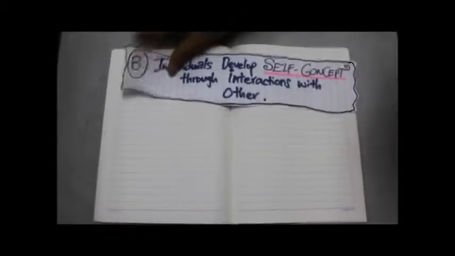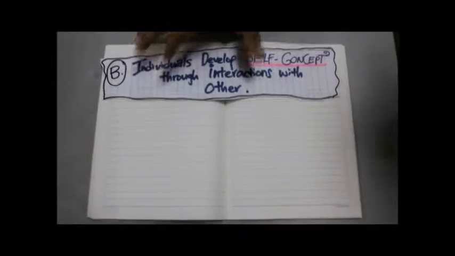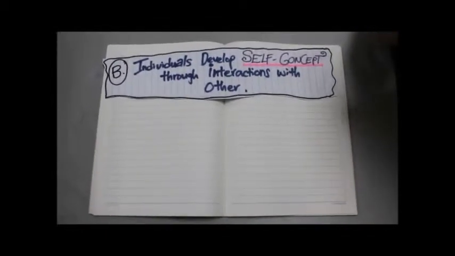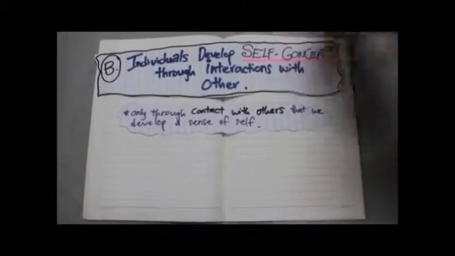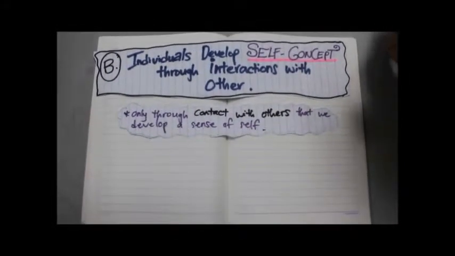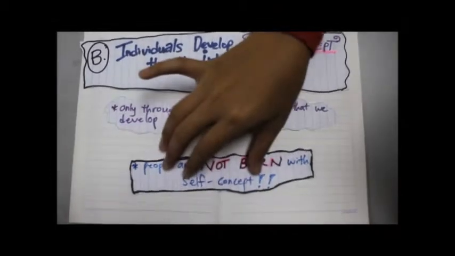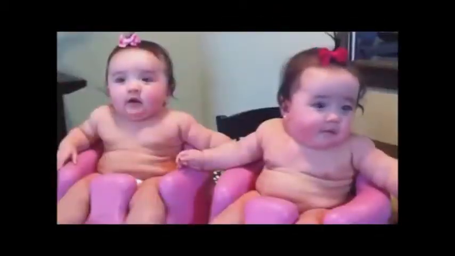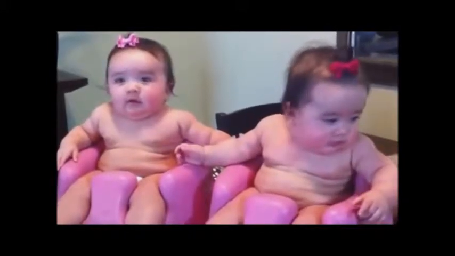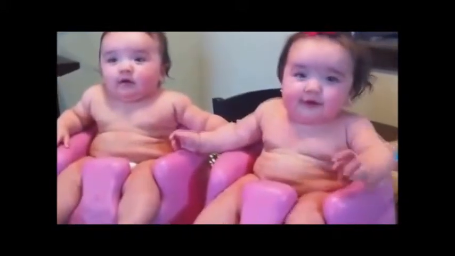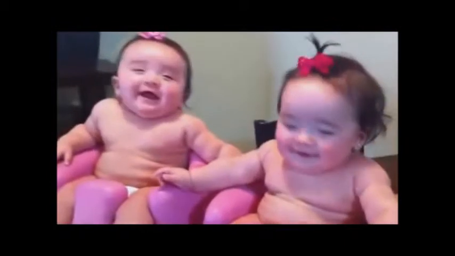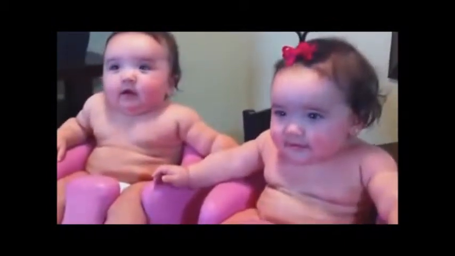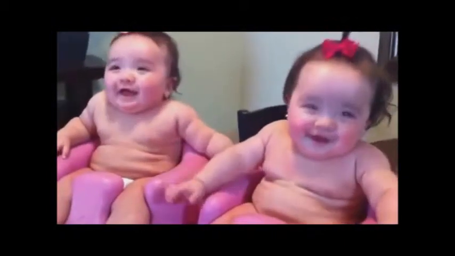The second theme for this theory is individuals develop self-concept through interactions with others. These assumptions suggest that it is only through contact with others that we develop a sense of self. People are not born with self-concept. They learn them through interactions. Infants have no sense of an individuated self. During the first year of life, children begin to differentiate themselves from their surroundings. This is the earliest development of the self-concept.